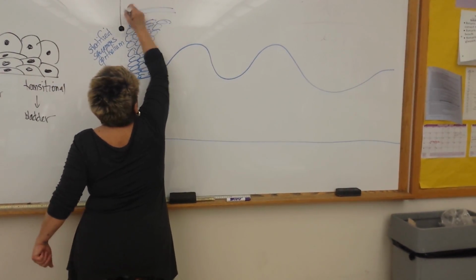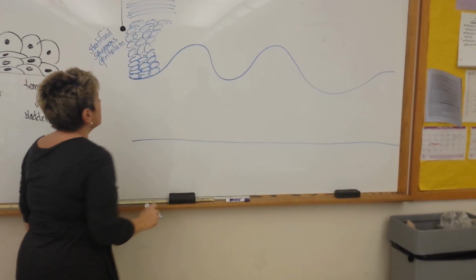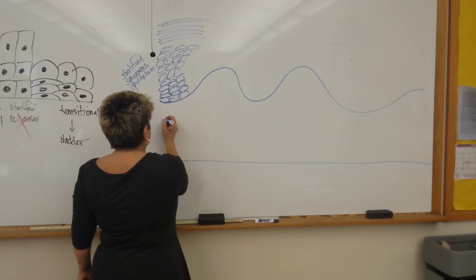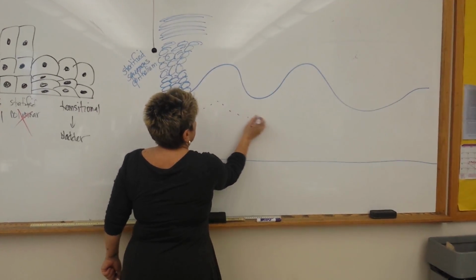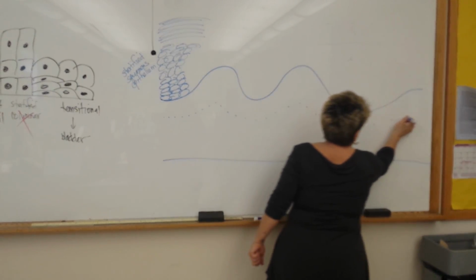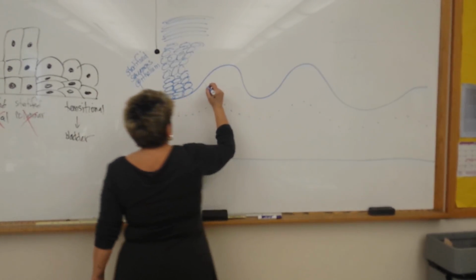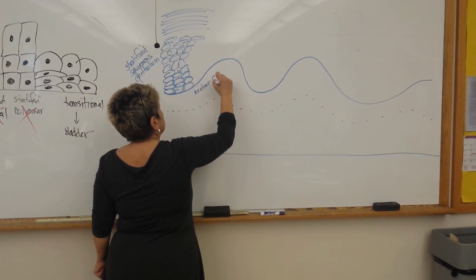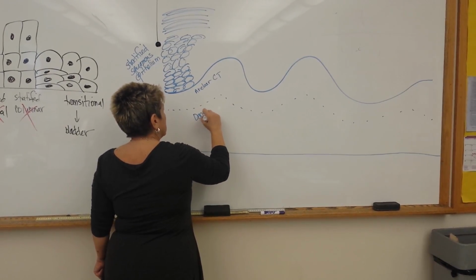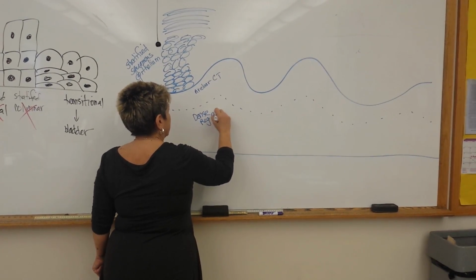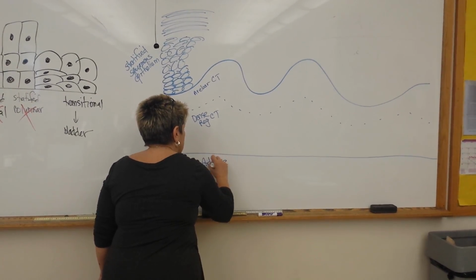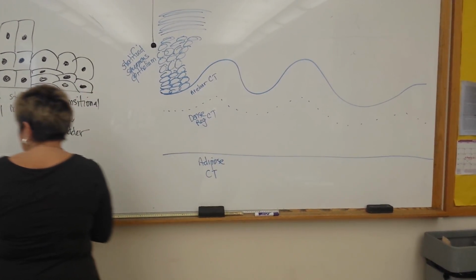And then basement membrane, and then underneath you have connective tissue in two different layers. You have areolar connective tissue, and you have dense regular connective tissue, and then down here you're going to have adipose connective tissue.